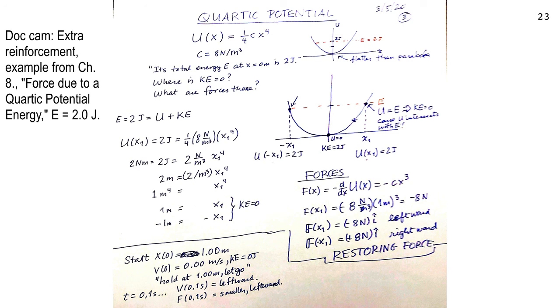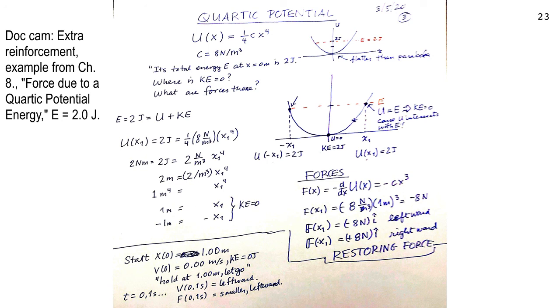All right, so there are your positions. Now, this is not an oscillator potential, but it looks like an oscillator potential, and it will have oscillations down here towards the minimum. You'll have small perturbations, small oscillations. Anyways, KE equals zero here. Now, what are the forces? Okay, let's work out the forces now.